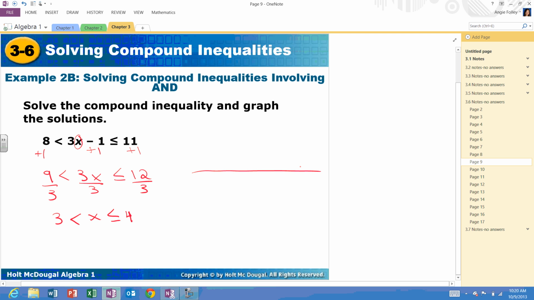Okay, now we're going to graph it. Actually, let's graph it on the next slide. I forgot they show you on the next slide.